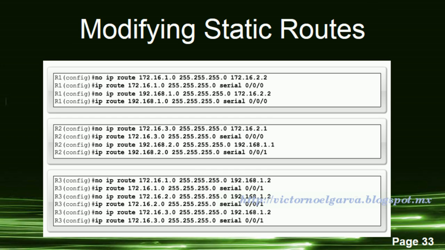Let's reconfigure the rest of the static routes on R1, R2, and R3 to use exit interfaces. As you can see in the figure, as we delete each route, we will configure a new route to the same network using an exit interface.